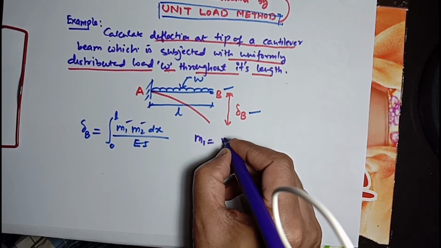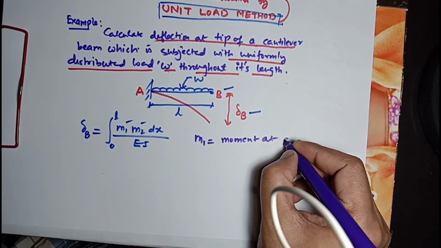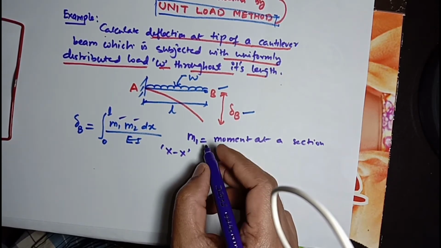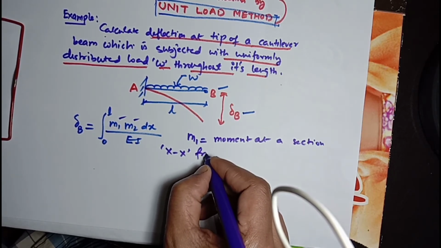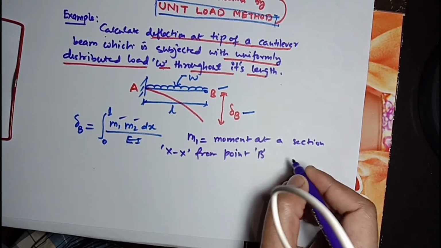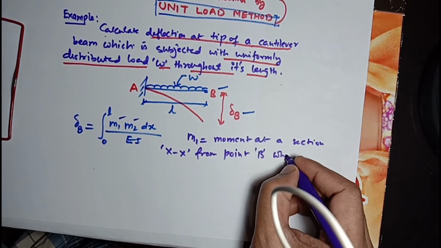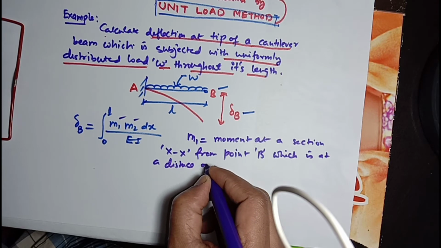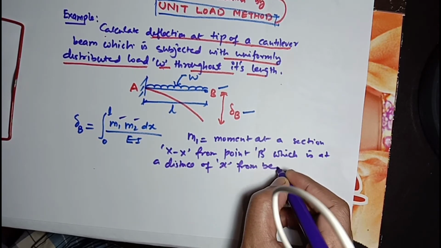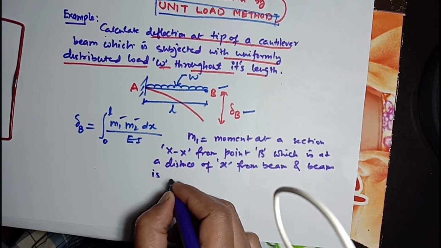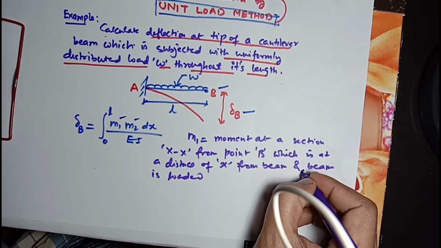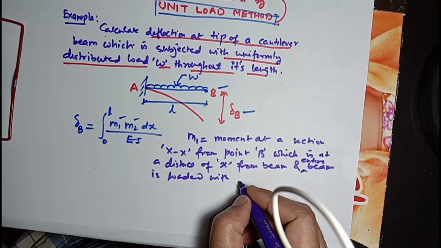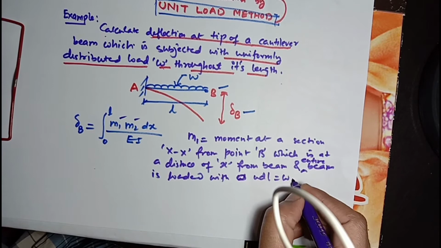M1 is moment at a section XX, at a section XX from point B, the tip of this beam, which is at a distance of x from B, and beam is loaded with entire beam is loaded with uniformly distributed load UDL equal to W.